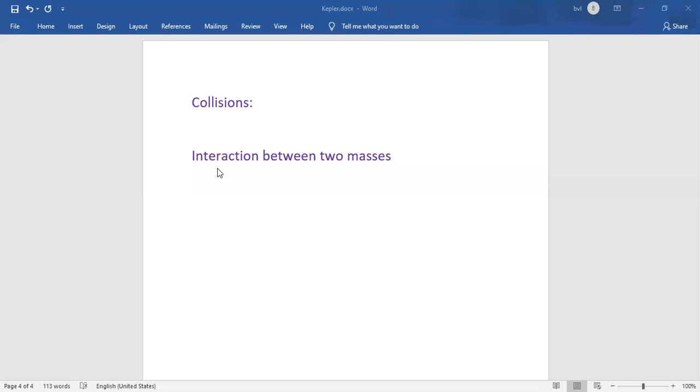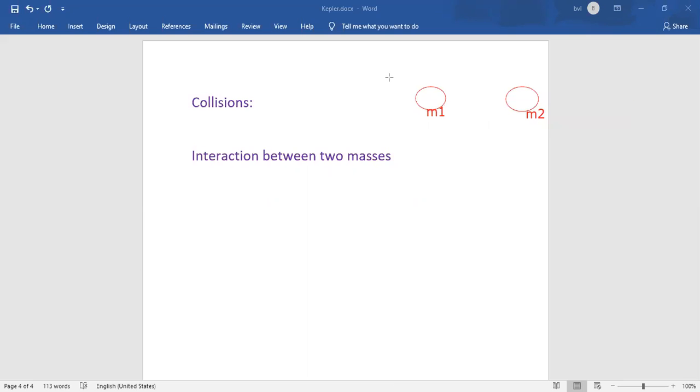During collision, two masses exchange their momentum. This is the interaction between two masses. So let us consider two masses. One of the masses is m1, and the second mass is m2, and this is the magnitude of the second mass, m2.